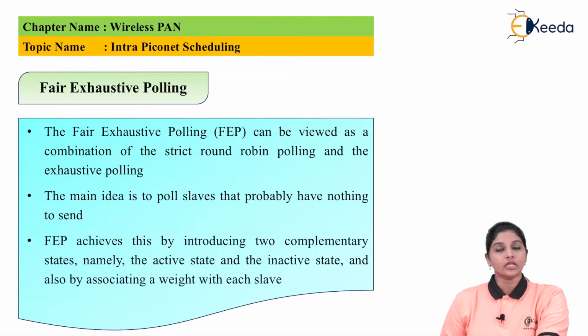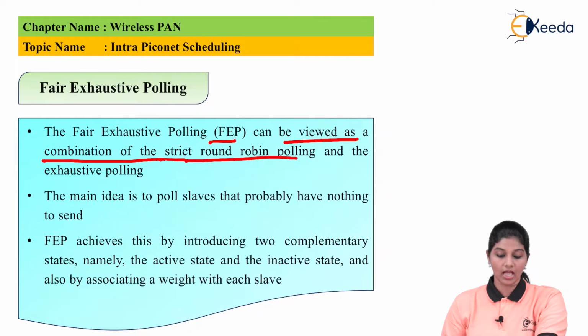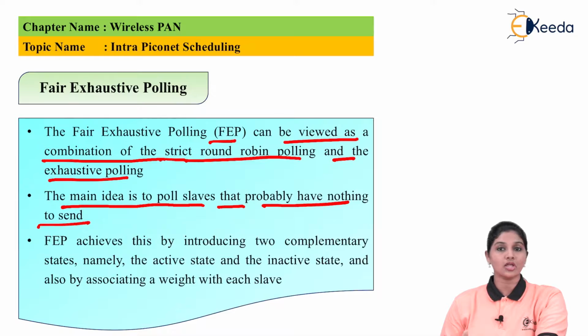The next type of polling that we are going to discuss is fair exhaustive polling. Fair exhaustive polling, also called FEP, is viewed as a combination of strict round robin polling and exhaustive polling. So here also we are considering two algorithms: first is the round robin algorithm and second is the exhaustive polling algorithm. The main idea is to poll slaves that probably have nothing to send. So the slaves which are in an idle condition, or we can say the slaves which are in hold mode, are used here for polling purposes.